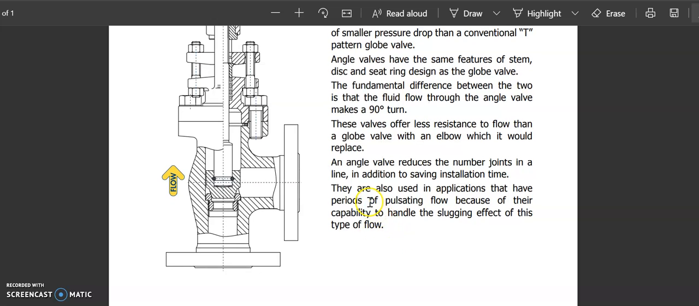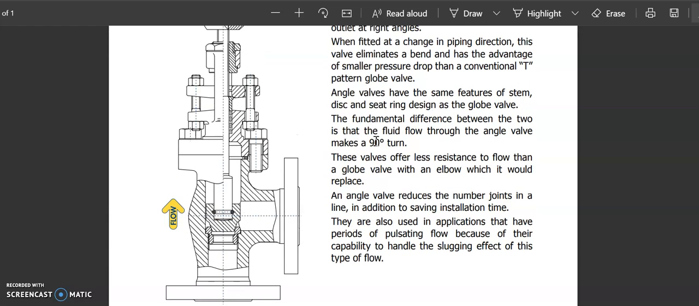As I said earlier, they are also used in applications that have periods of pulsating flow, which means fluctuations in the flow, because of the capability to handle the slugging effect of the flow. It has a great ability to handle the slugging effect, which means that it can withstand pressure fluctuation, be it higher or lower. It can withstand more pressure compared to the globe valve. This is what I would like to discuss today.